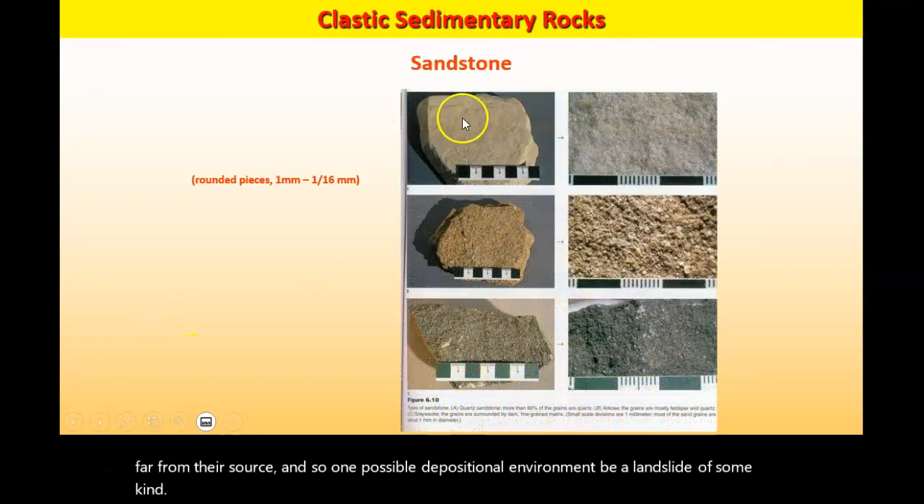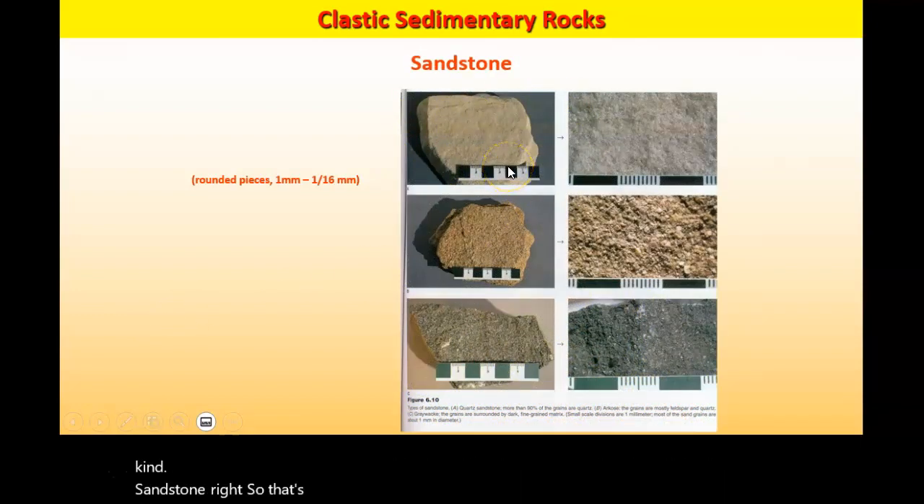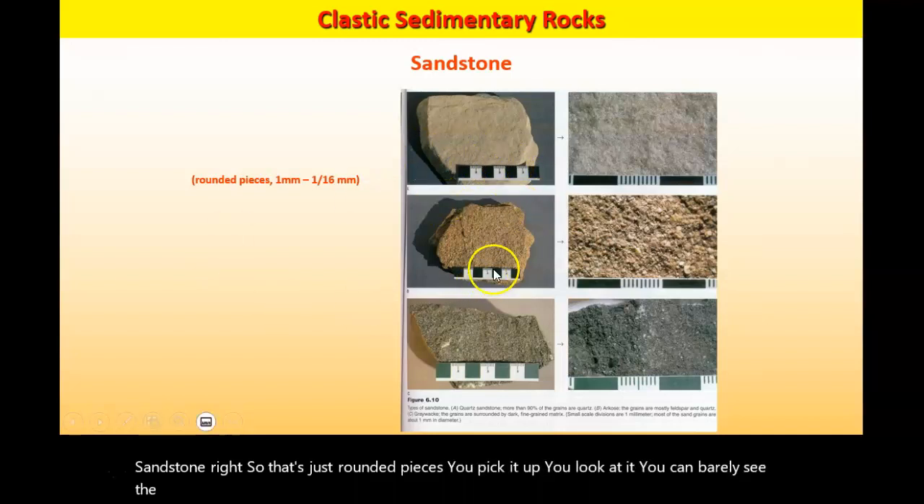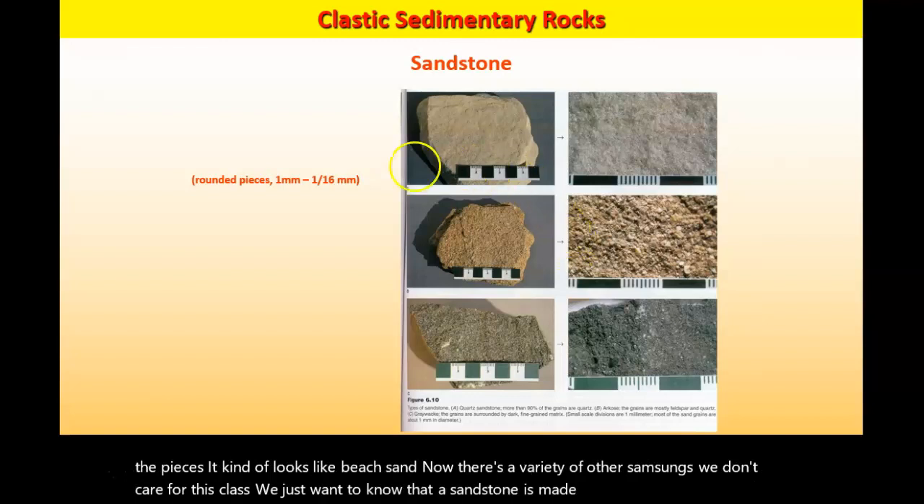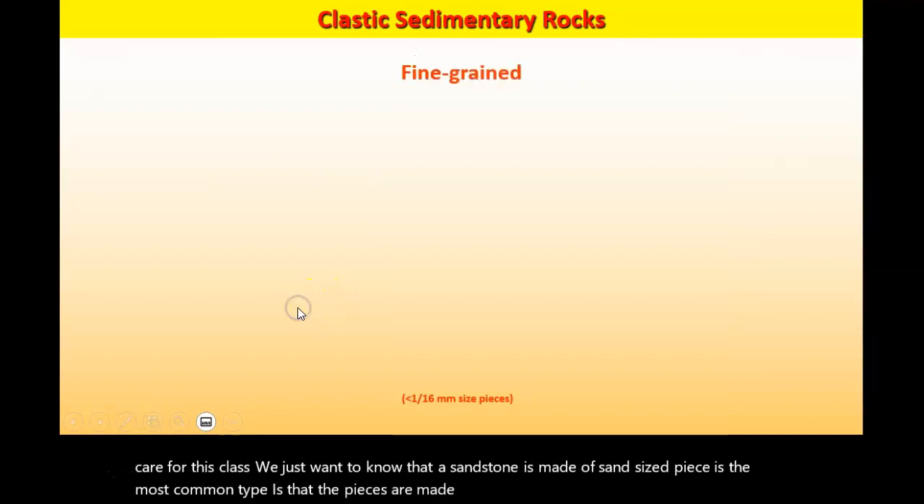Sandstone, right? So that's just rounded pieces. You pick it up, you look at it. You can barely see the pieces. It kind of looks like beach sand. Now there's a variety of other sandstones. We don't care. For this class, we just want to note that a sandstone is made of sand-sized pieces. The most common type is that the pieces are made of quartz.